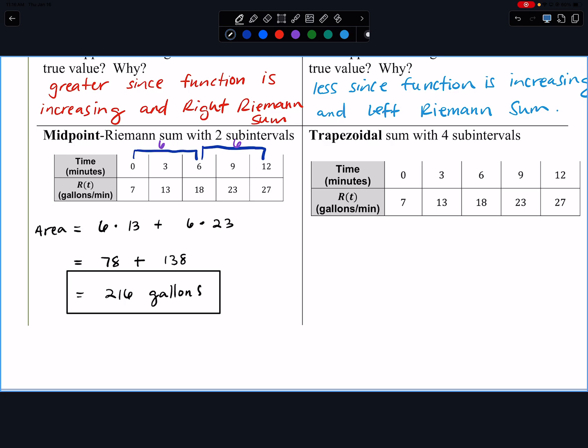Okay, so 4 subintervals, so same thing, 0 to 12. So 12 minus 0, that's 12 divided by 4. So that means my width of each one of these is going to be 3. So one interval, another interval, another interval, another interval. So all these are worth 3.